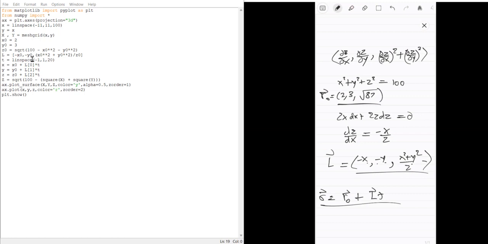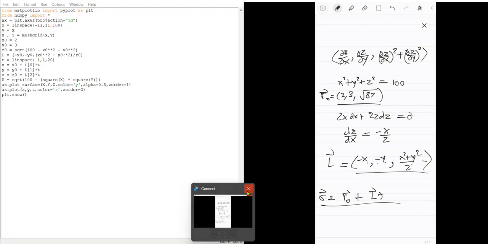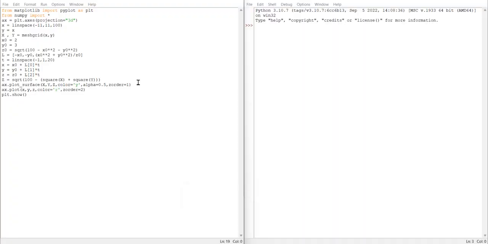So you have capital L equal to negative x naught, negative y naught, and then the same stuff, x squared plus y squared upon z, right? And I'm using x naught equal to 2, y naught equal to 3, and z naught equal to all of this, which is in the end square root of 87. Right, now that I've explained all of this, it's time to run this. But for that, first I have to close this. Okay, cool. Now let's run our module.